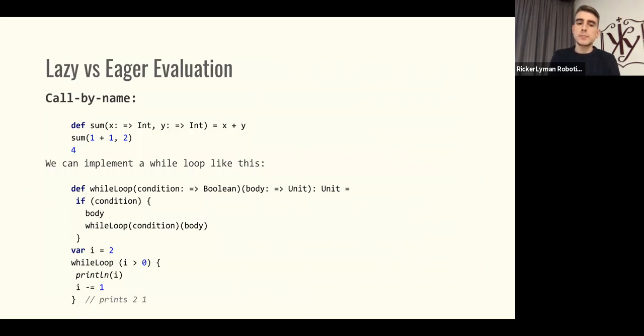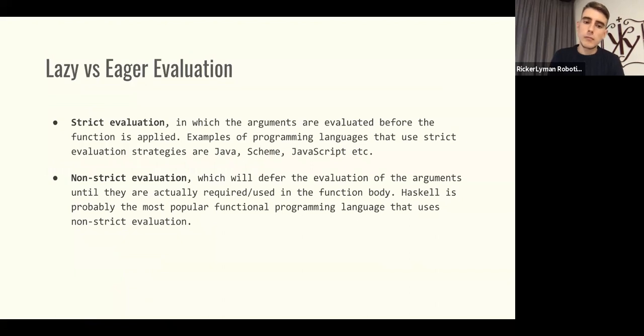Yeah, so for instance, we can have recursive calls like that as well. So this is called lazy evaluation. And for instance, in Haskell, everything is lazily evaluated. So any expression will be evaluated only when required, basically. So that's the difference between strict and non-strict evaluation.